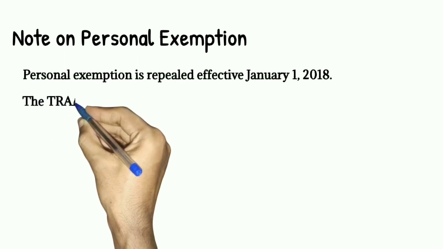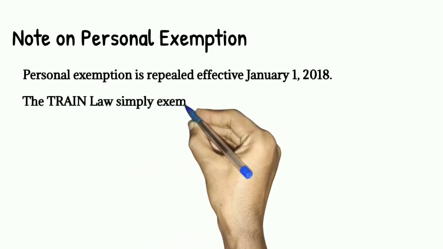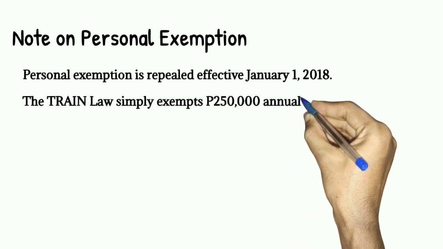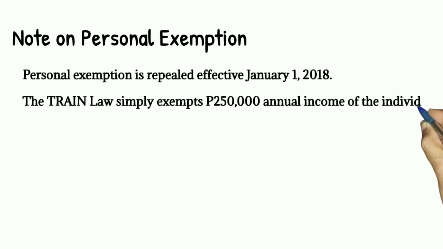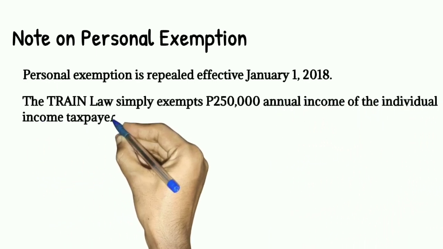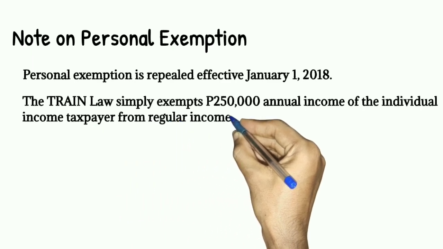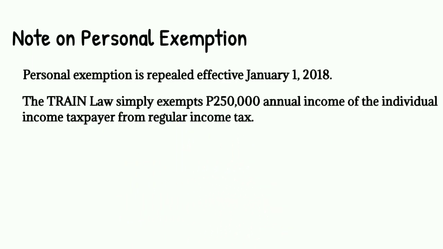The TRAIN Law simply exempts 250,000 pesos annual income of the individual income taxpayer from regular income tax. This exemption is embedded in the income tax table for individual taxpayers.